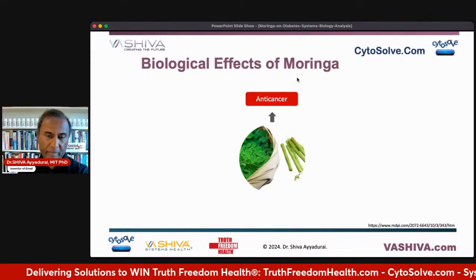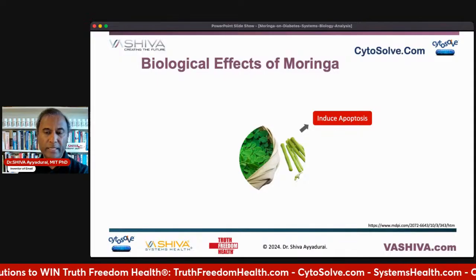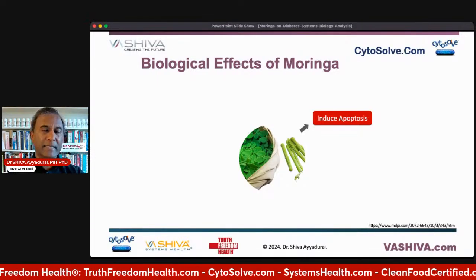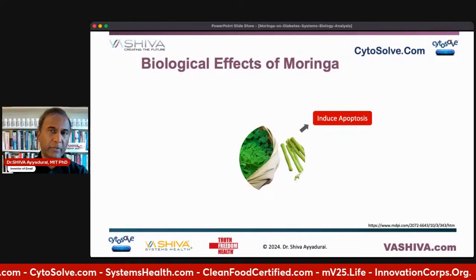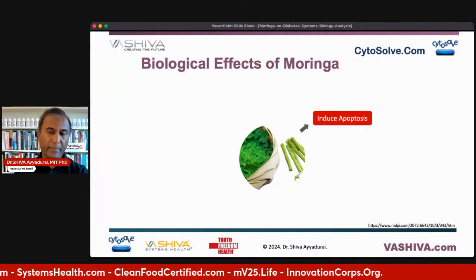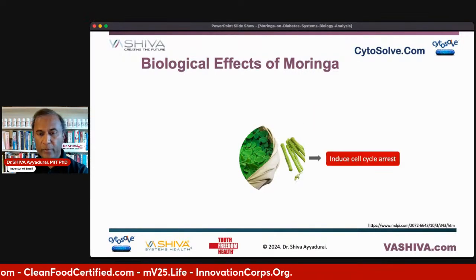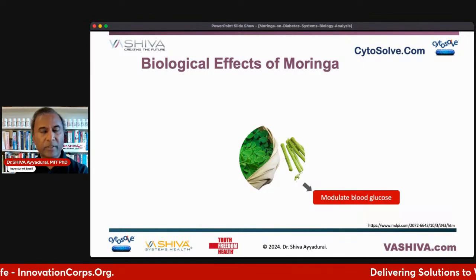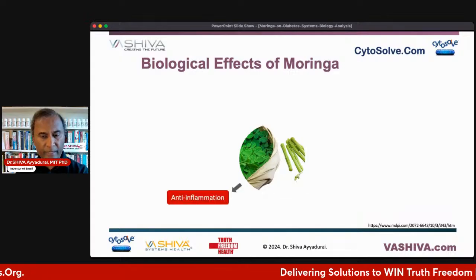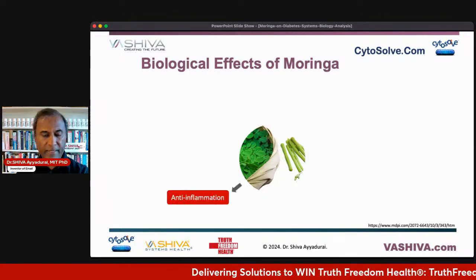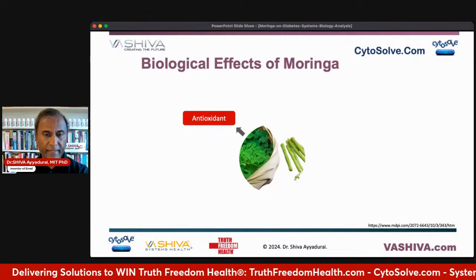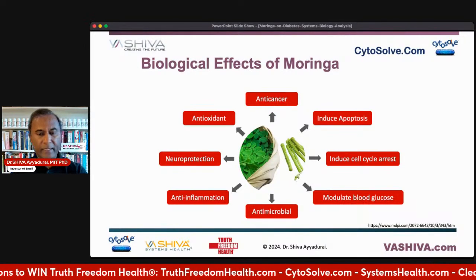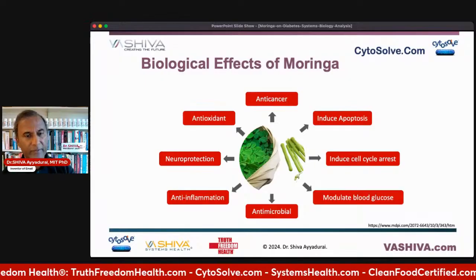First of all, anti-cancer. It induces apoptosis. Apoptosis is cell death. You see, in cancer or certain diseases, cells that are supposed to die don't die. That's what apoptosis is, cell death. So moringa induces that. It induces a cell cycle arrest. It modulates blood glucose, very important for diabetes. And we'll talk about how it's antimicrobial, anti-inflammatory. It protects the brain, and it's an antioxidant. So these are the 8 powerful effects of moringa.